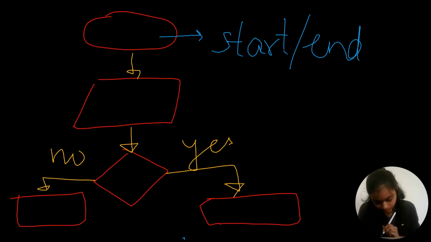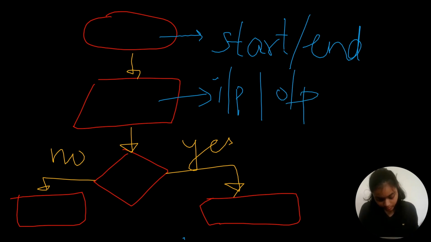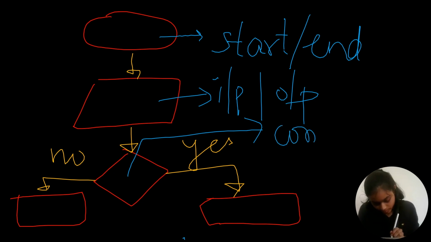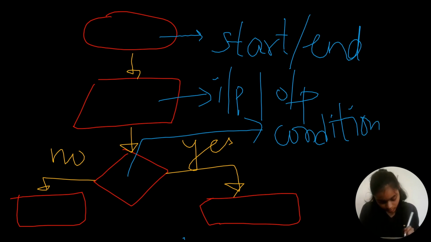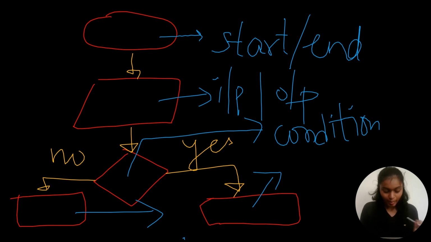Or end. This one is to take input or to give output. This one is for condition. These both are executed when condition is met. So this is the basic structure of the graphical representation of any data.